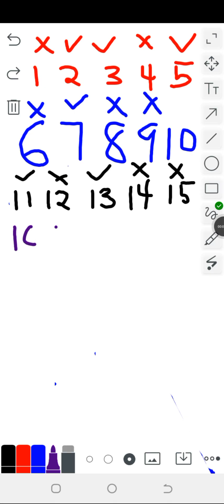Now the next number, 16. Is 16 a prime number? 16 is not a prime number because 16 can divide 2 aside 1 and itself. Now 17. Is 17 a prime number? We say yes. 17 can only divide 1 and itself.